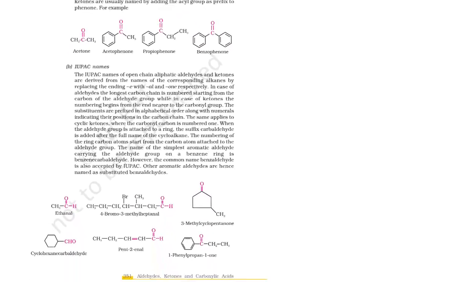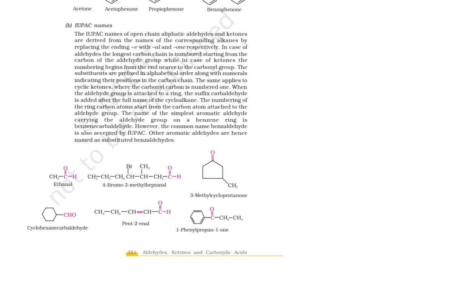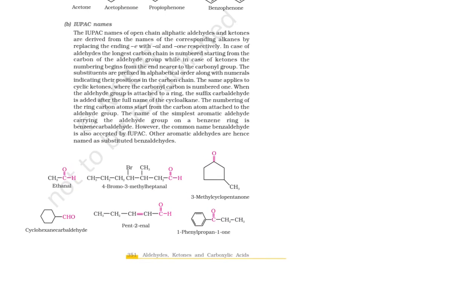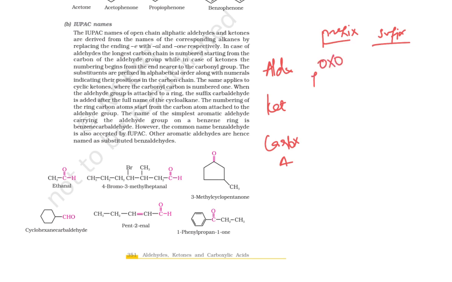In the IUPAC naming system, what do I need to know, sir? For example, look here, I take the aldehyde, the ketone and the carboxylic acid. There is a prefix name and a suffix name. The prefix for aldehyde is oxo or formyl. In the case of ketone, oxo is the prefix, and the carboxylic acid does not have any prefix name.